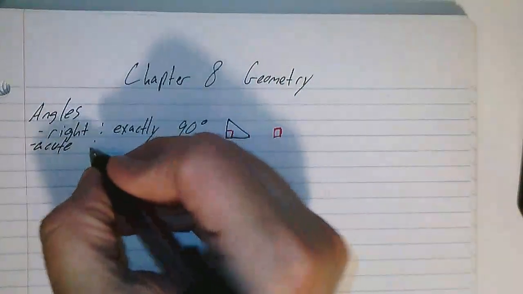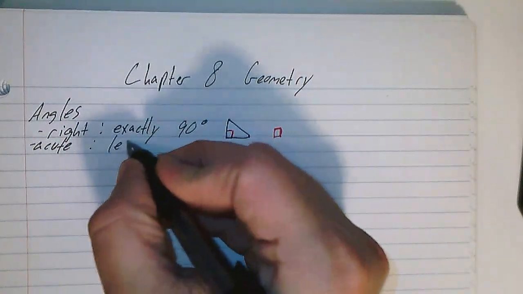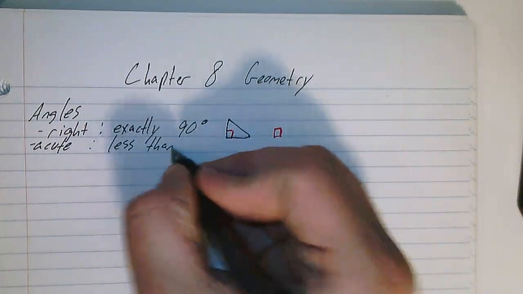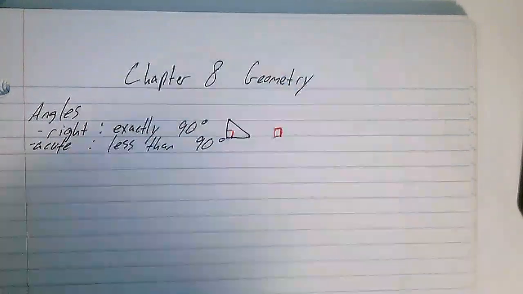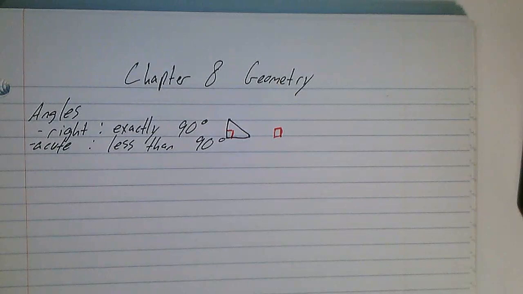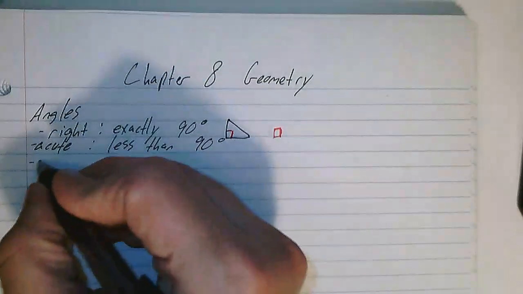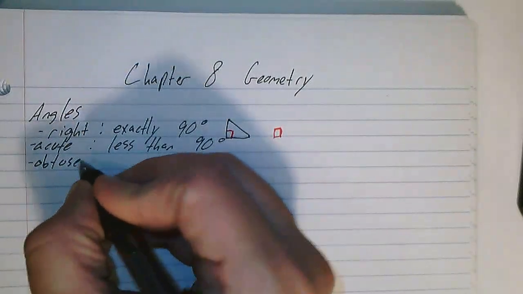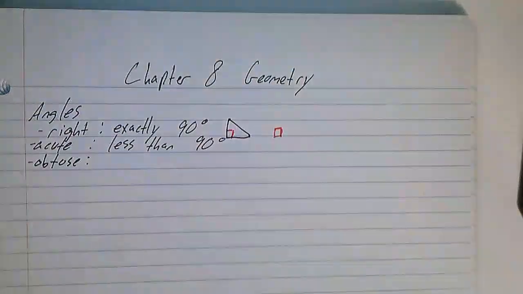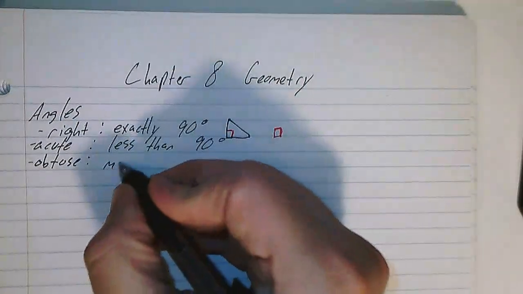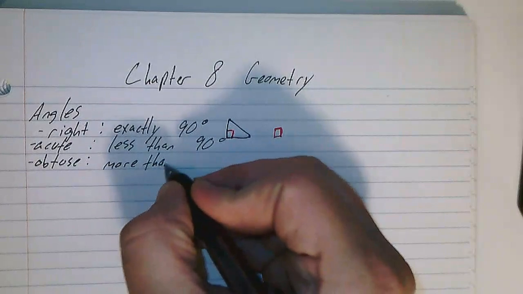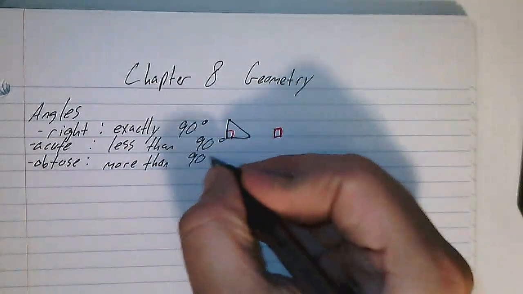We have acute angles, which are less than 90 degrees. If you ever used a protractor, that's how you can measure how many degrees an angle has. And then an obtuse angle, which is more than 90 degrees.